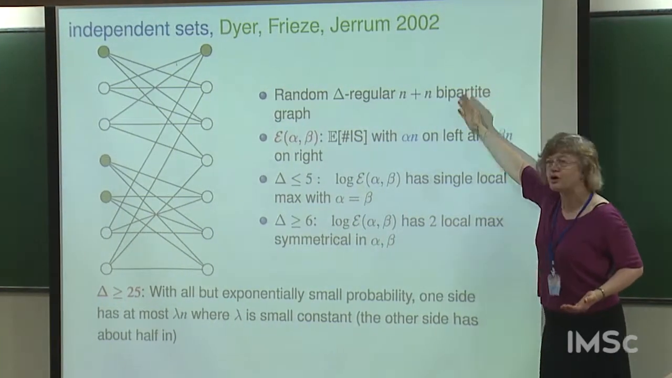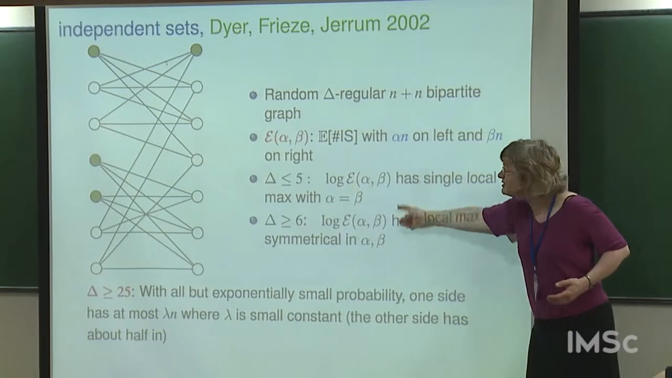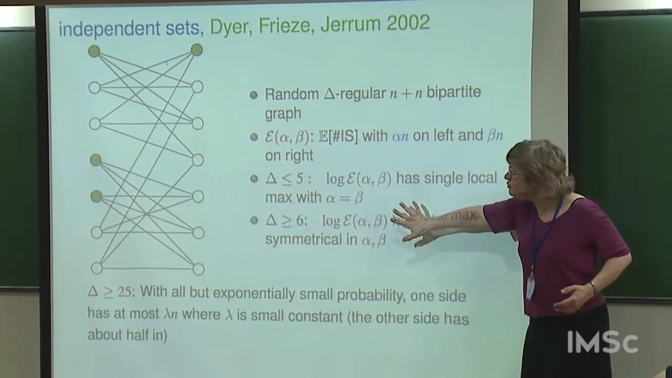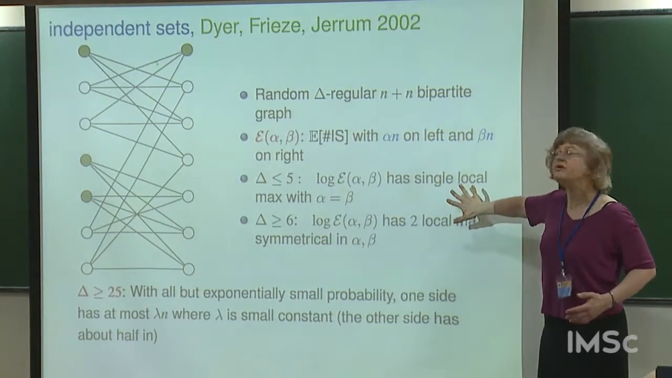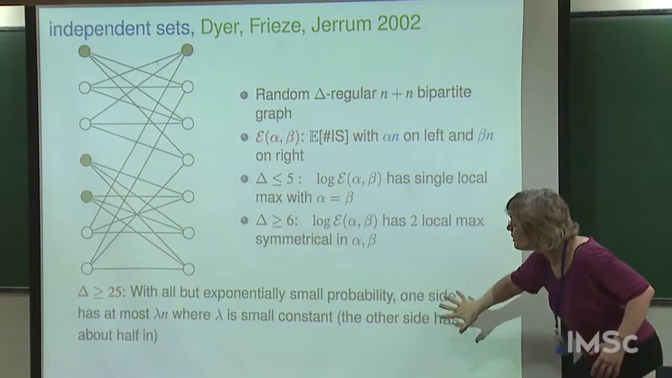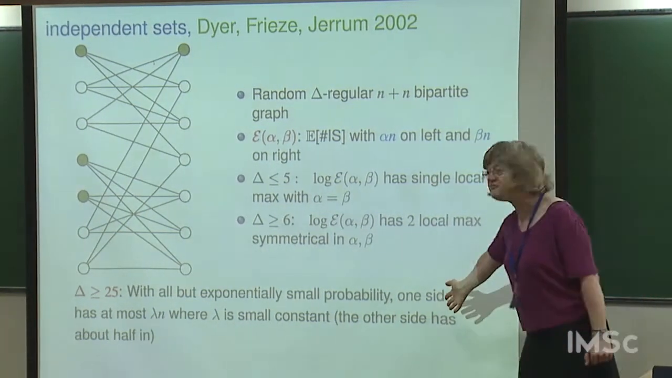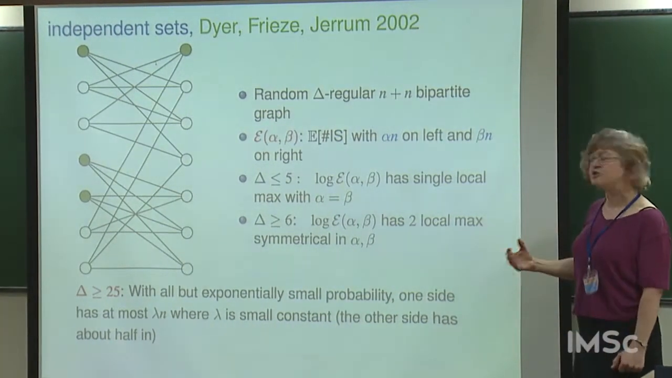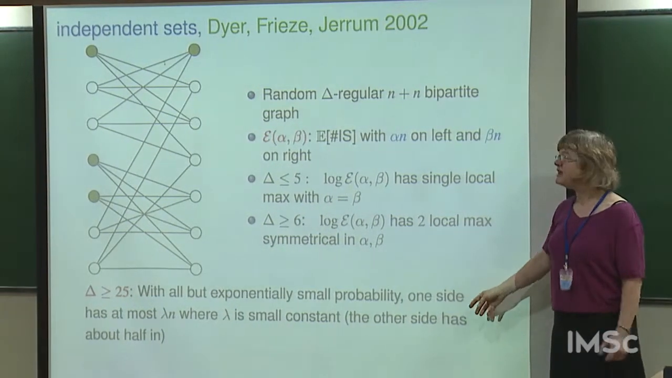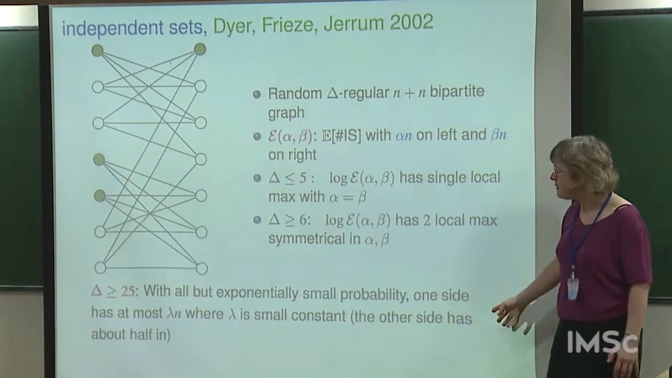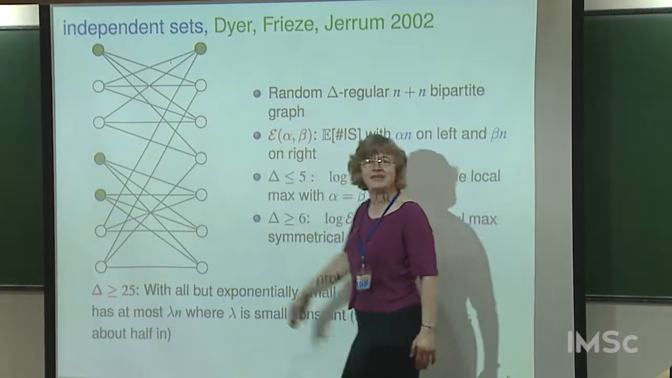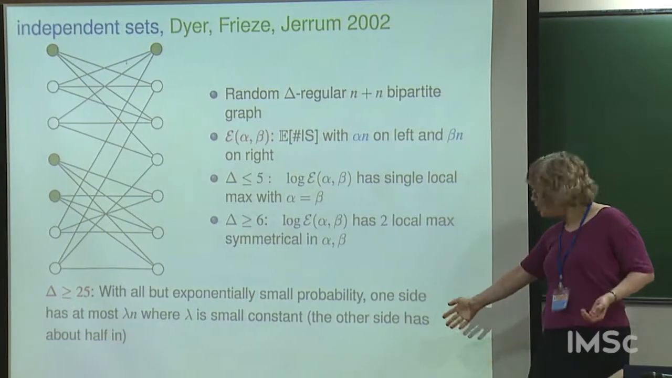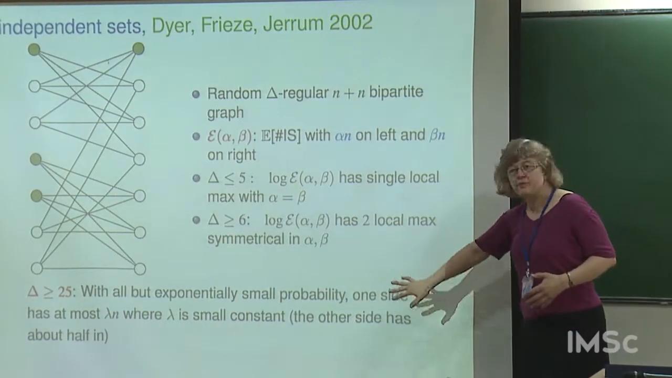Now, this is really old work, so although we can see now, looking at it, that the phase transition happens between 5 and 6, they couldn't exploit that then, and the reason is that there's very little concentration. We're going to come back to this in a minute, but what they used, in fact, was that when delta gets up to 25, then with all but exponentially small probability, one side is basically empty. It has almost no vertices in, and the other therefore has about half of them. So once you get big enough, you get some concentration.